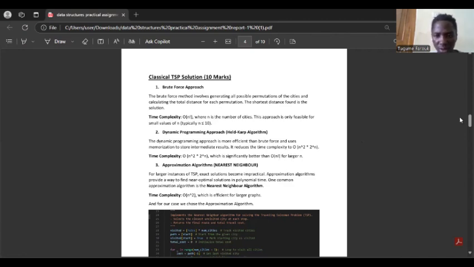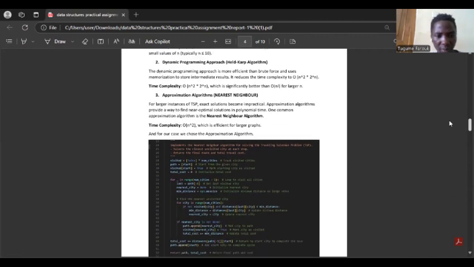Moving forward, we have the approximation algorithm, which is the nearest neighbor algorithm. For larger instances of the TSP, the exact solution becomes impractical. This solution is not optimal, it's not the best solution to choose, but it's the simplest and the quickest. So in our presentation, we chose the nearest neighbor algorithm.